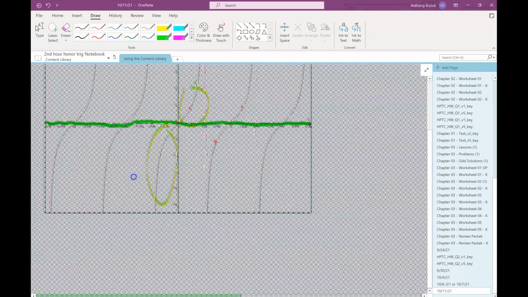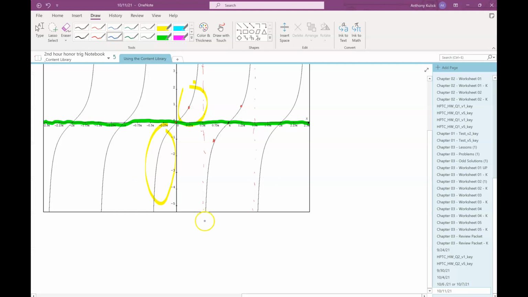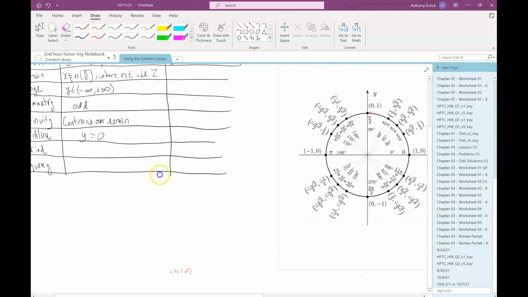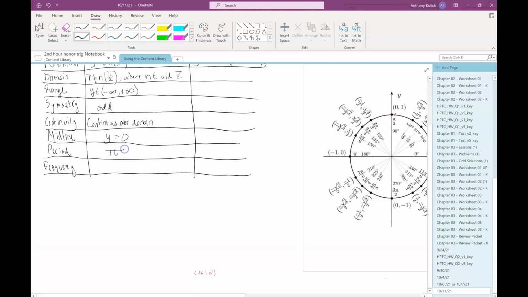Notice our period, though, if I look from this asymptote to this asymptote, is basically one non-repeating section. Every one of these asymptote sections is a repeat. Notice there we're going from 0.5 to 1.5. So our period is just pi units. Note that is different than sine and cosine, whose period is 2 pi. And then as a result, our frequency is going to be obviously the reciprocal.